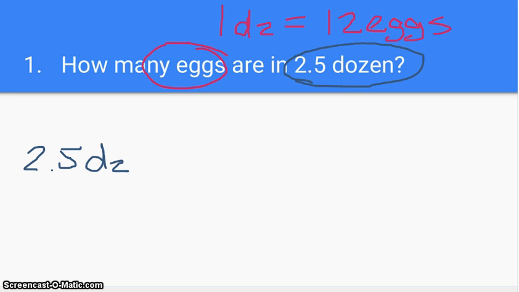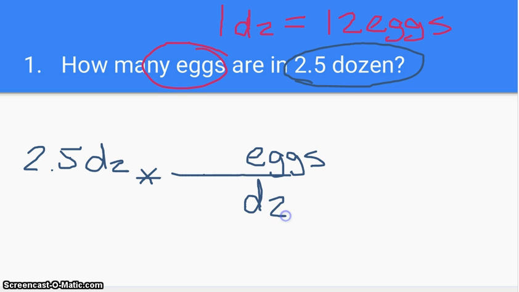We know we're starting with 2.5 dozen, and if we want to figure out how many eggs that is, we put our desired unit, or the unit we're trying to get to, up on the top of a fraction. So we're multiplying by a fraction in this case. We're going to put eggs up here. And the unit that we're coming from, dozen in this case, we're going to put underneath our fraction.